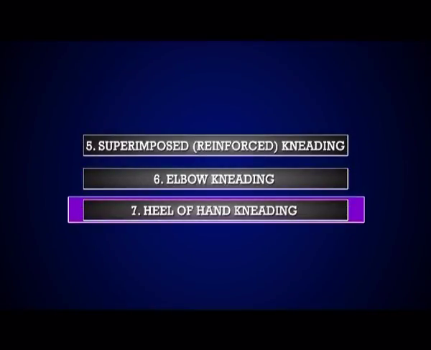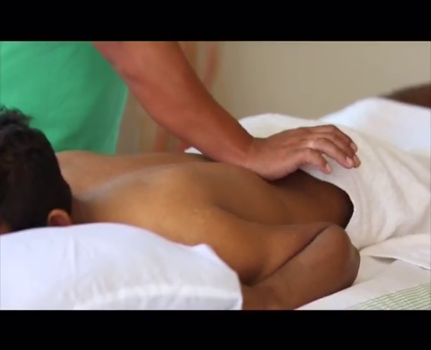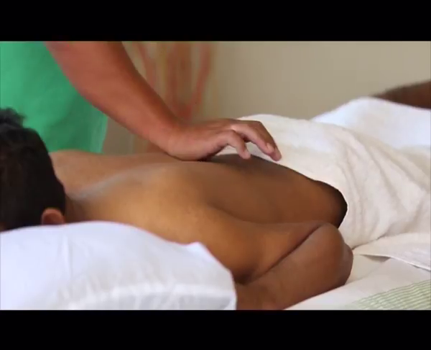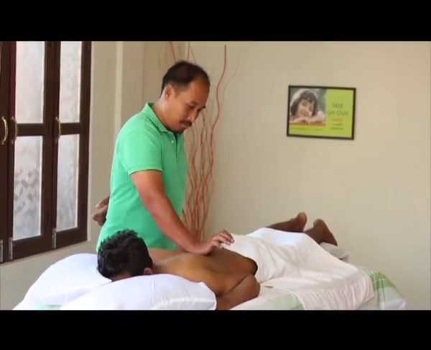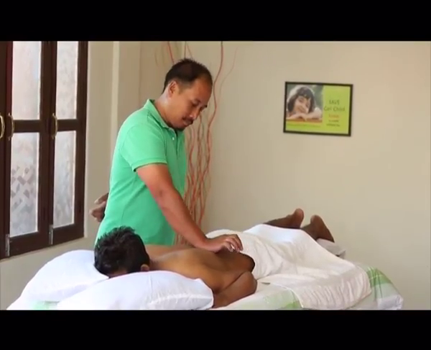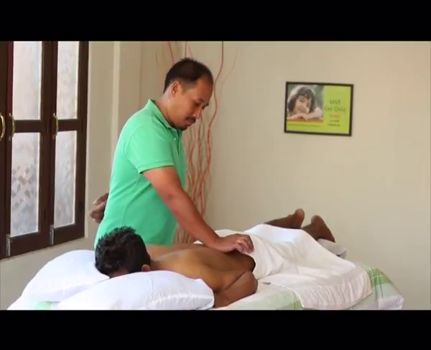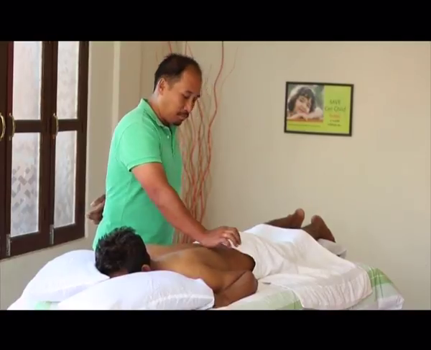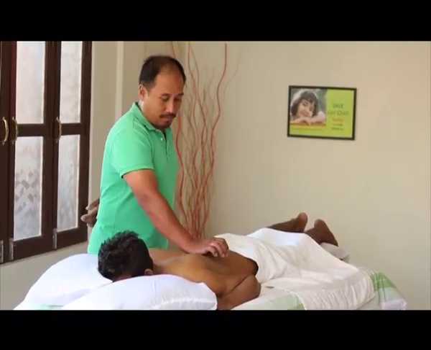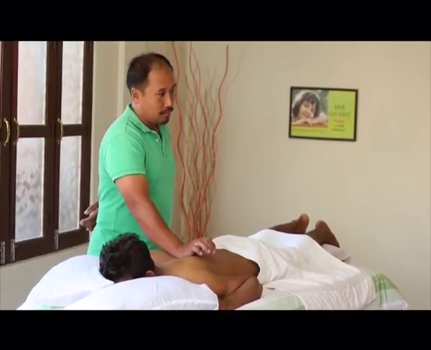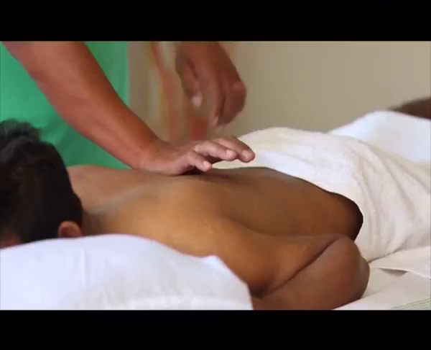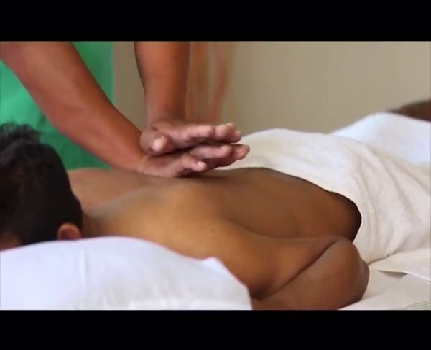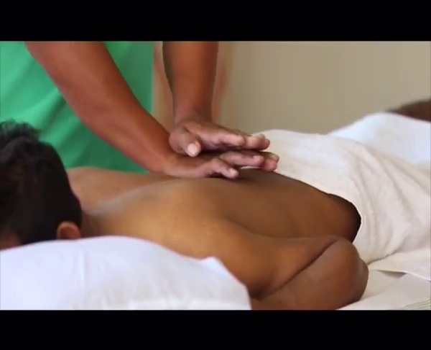And number 7, we have heel of hand kneading. The whole heel of the hand is used, being careful not to dig in with the pisiform. The palm and fingers are held off contact and a small circular manipulation is performed. Greater depth can be achieved by reinforcing with the palm of the other hand on top of the working palm, or by holding the wrist with the other hand.